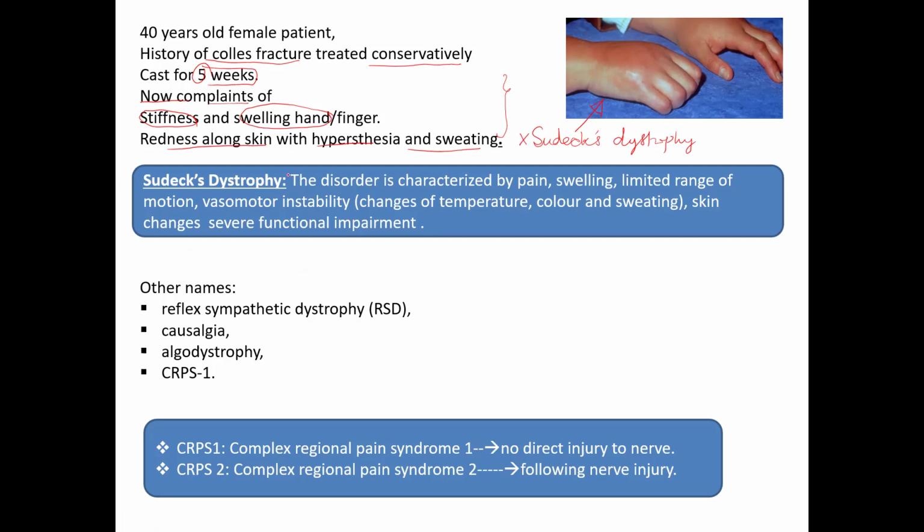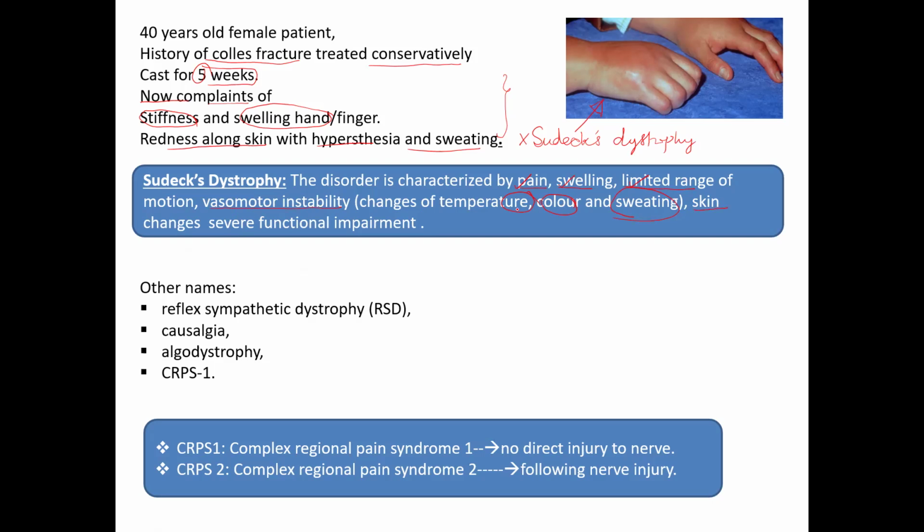So how will you define Sudeck's dystrophy? It is a disorder characterized by pain. This pain is not related to the fracture. This pain happens after 4 or 5 weeks of the fracture. There is swelling of the involved limb, limited range of movement of the joints in and around the fracture, with vasomotor instability. Vasomotor instability means disturbed temperature, color, and a change in the sweating pattern of the particular limb.